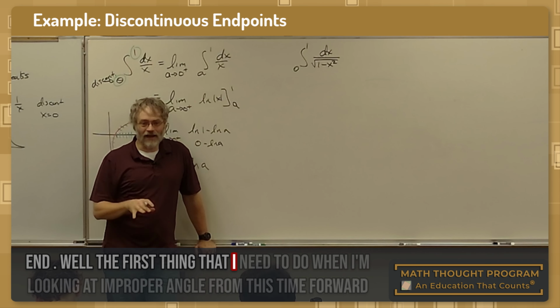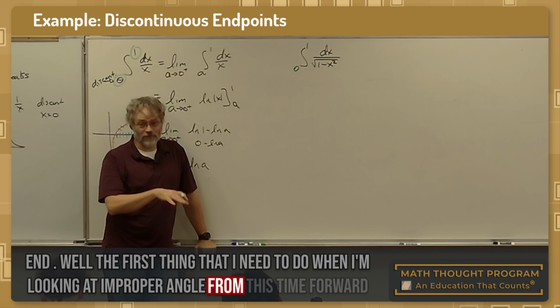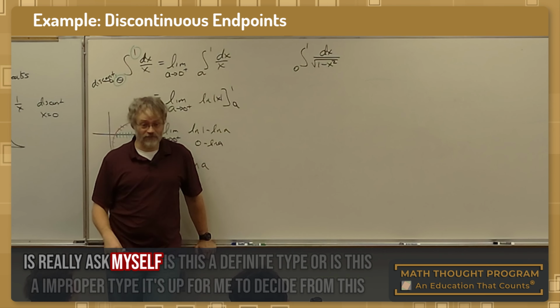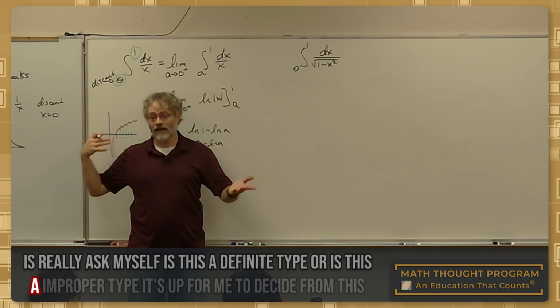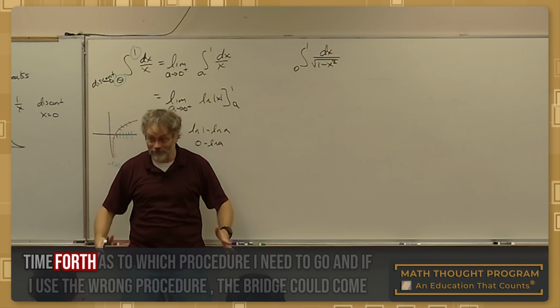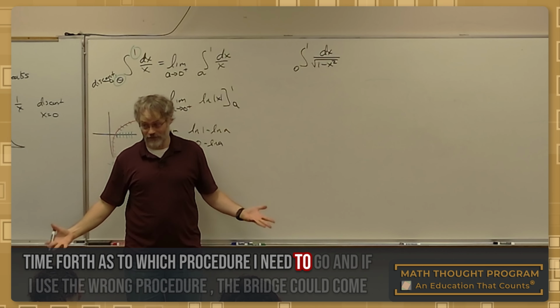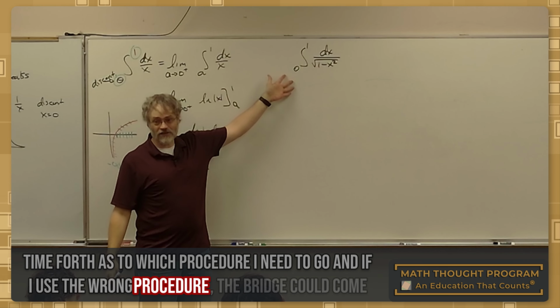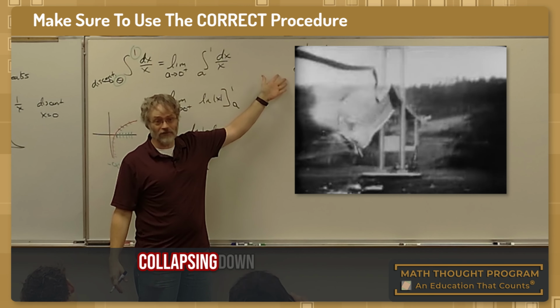Well, the first thing that I need to do when I'm looking at an improper integral from this time forth is really ask myself, is this a definite type or is this an improper type? It's up for me to decide from this time forth as to which procedure I need to go. And if I use the wrong procedure, the bridge could come collapsing down.